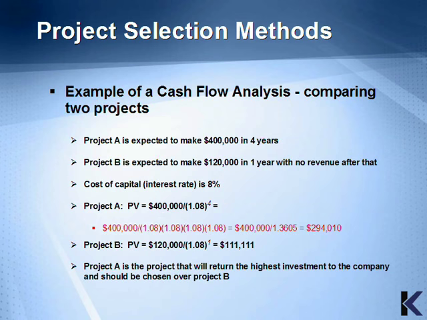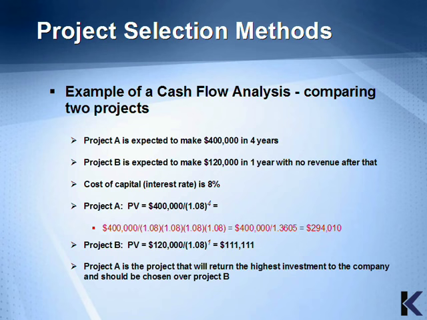Let's take an example where we're comparing 2 projects. Project A is expected to make $400,000 in 4 years, and Project B is expected to make $120,000 in 1 year, with no revenue anticipated after that. The cost of capital, or the interest rate, is 8%.